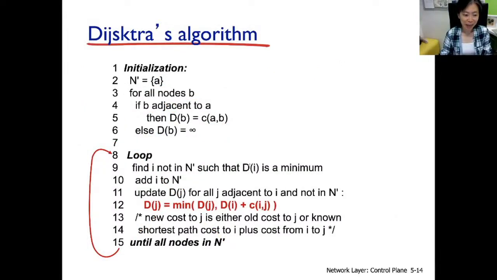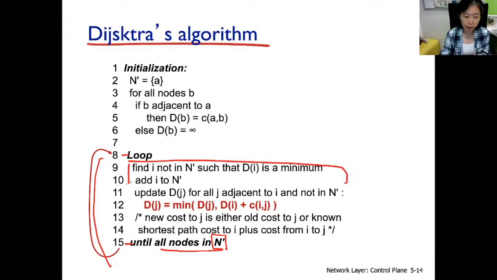Now the exciting part, the looping phase. It looks a bit complicated, but if you focus first here, the loop is going to go until all the nodes are in the N prime set. That is also saying that the loop is going to go until the shortest paths to all the nodes have been discovered. And you probably guess that one of the things that will be changing in the loop is the N prime set. Indeed.